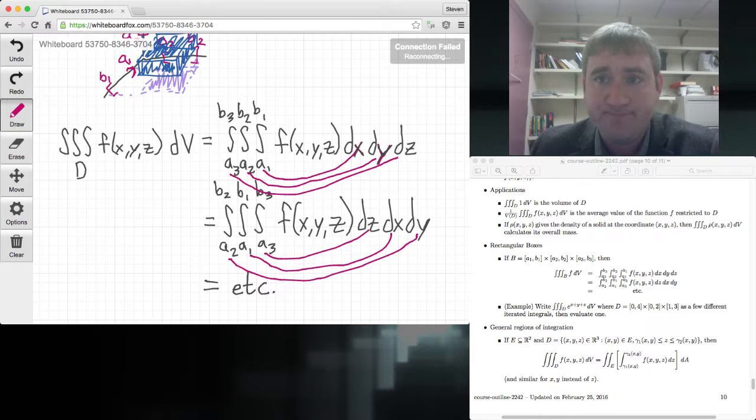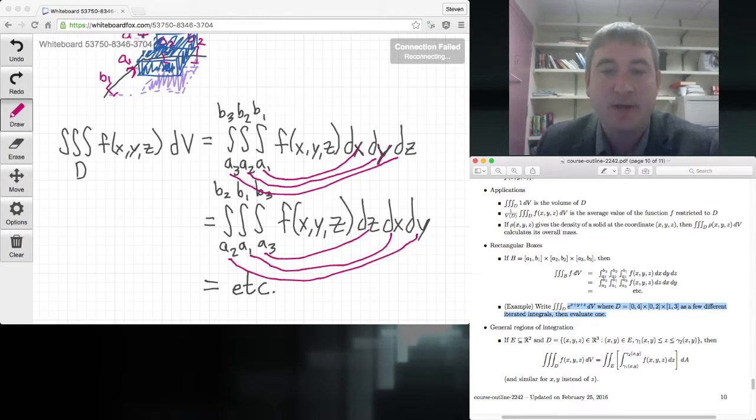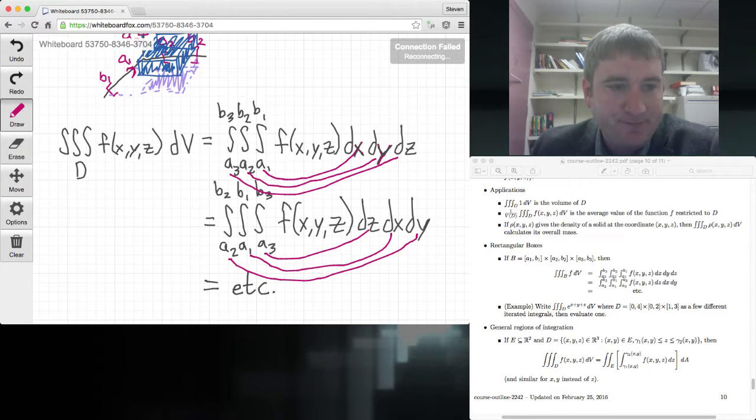So that'll take care of that. All right, so I have an example. Here it is on the notes. So I'm going to work this example for us. We're going to integrate a function over a box. We're going to express it as a few different iterated integrals, and then we're going to evaluate one of those integrals. So that's easy enough.